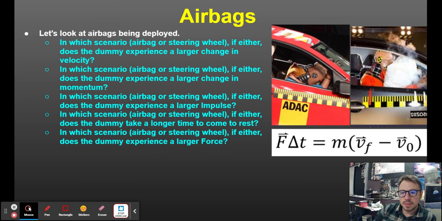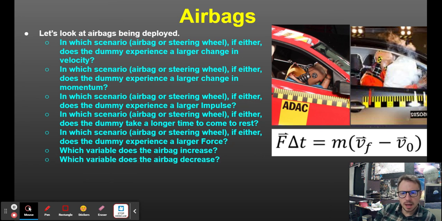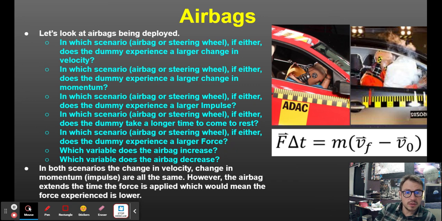In which scenario does the dummy experience a larger force? Well, it's going to be hitting that steering wheel. That's why hitting the steering wheel causes injuries, but hitting the airbag is a lot safer. So which variable does the airbag increase? It's going to increase the time that force is applied. Which variable does that airbag decrease? It's going to decrease the average force that's applied over that time.